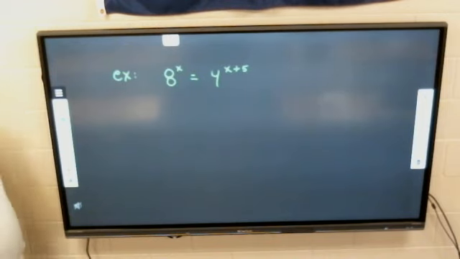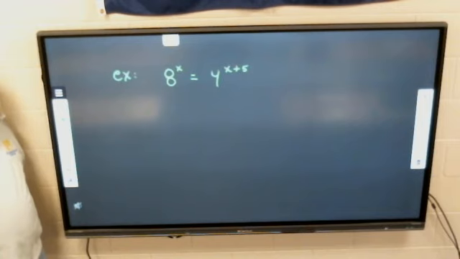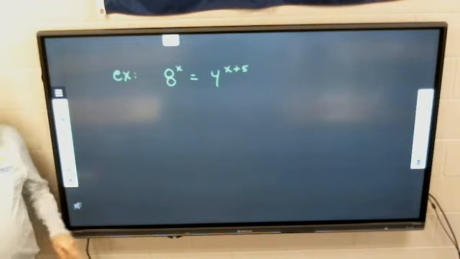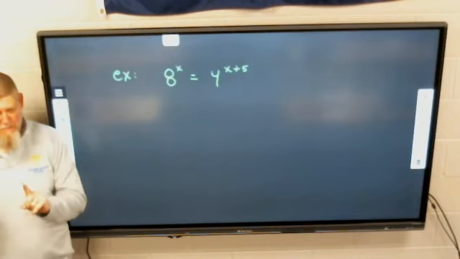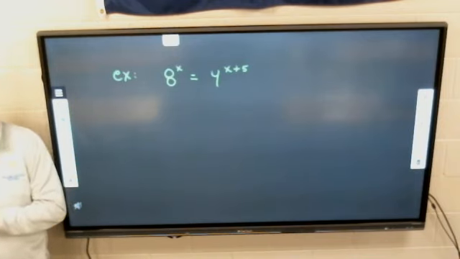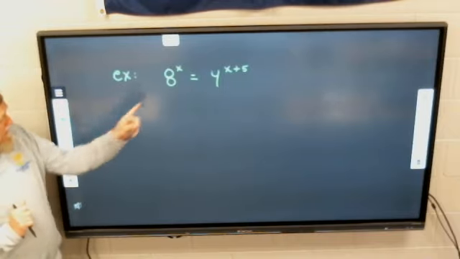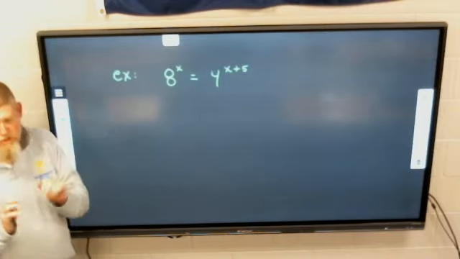So can I write 8 as a power of 4? Or 4 as a power of 8? Can I do either one of those? 4 to the first is 4, 4 to the second is 16. So we can't do that. But can I write them both with the same base? What would that base be? 2. 8 is 2 to the third power. 4 is 2 to the second power.